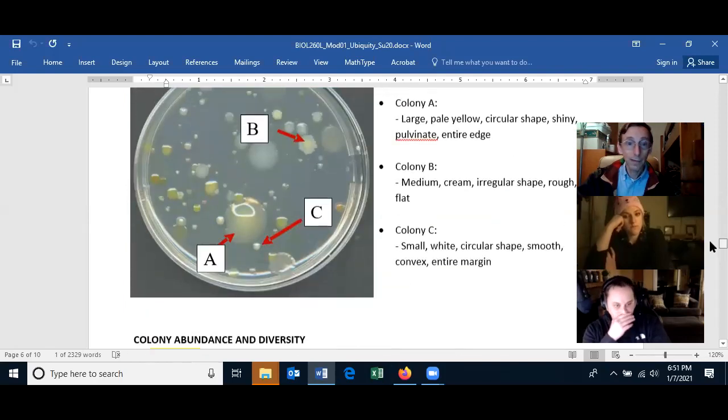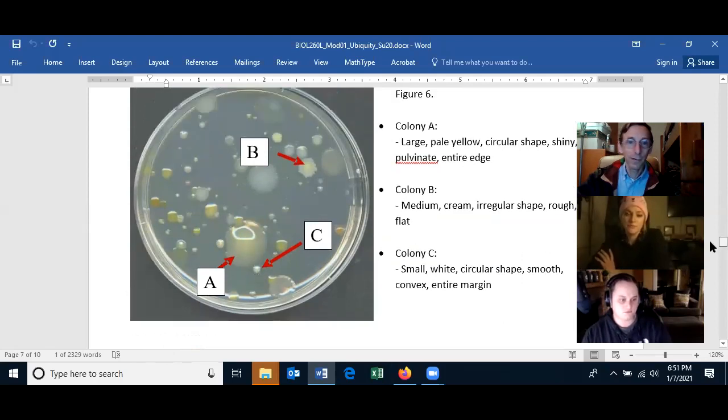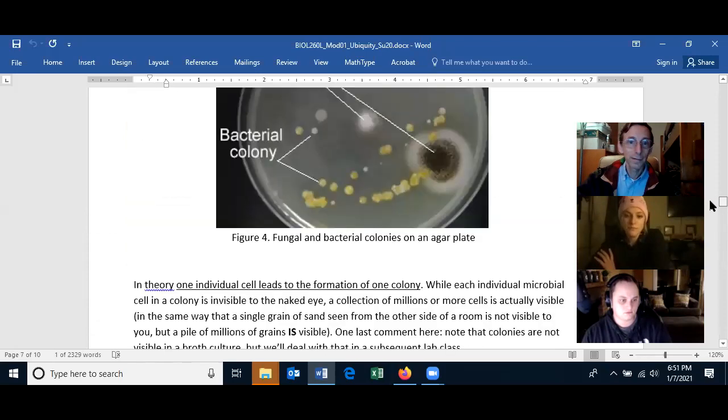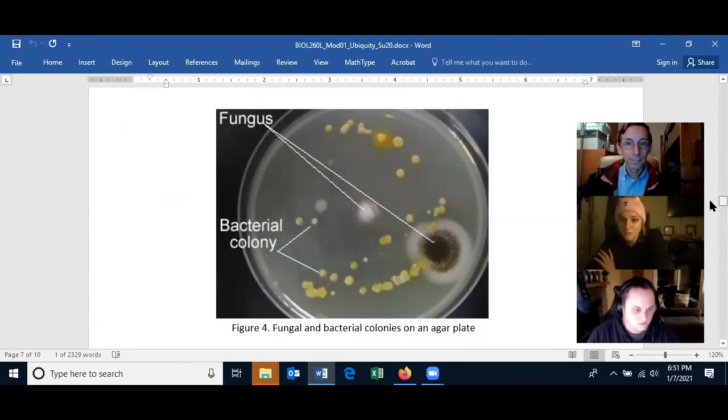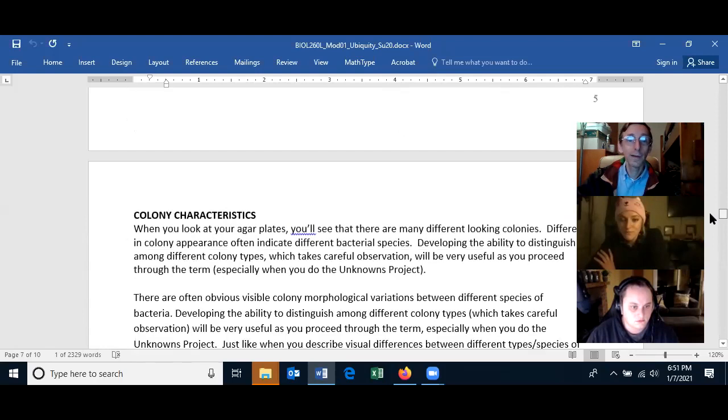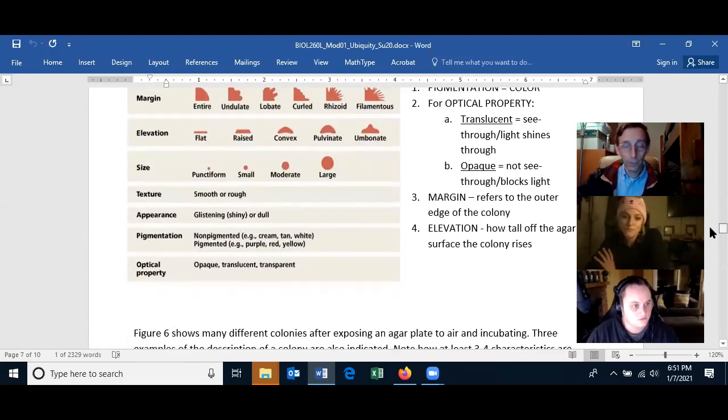Is that colony shiny or dull? It's kind of shiny. I'm not sure if any of those are dull there, so let's go up to here. Not sure any of those are dull either. It might be hard to photograph a dull colony.